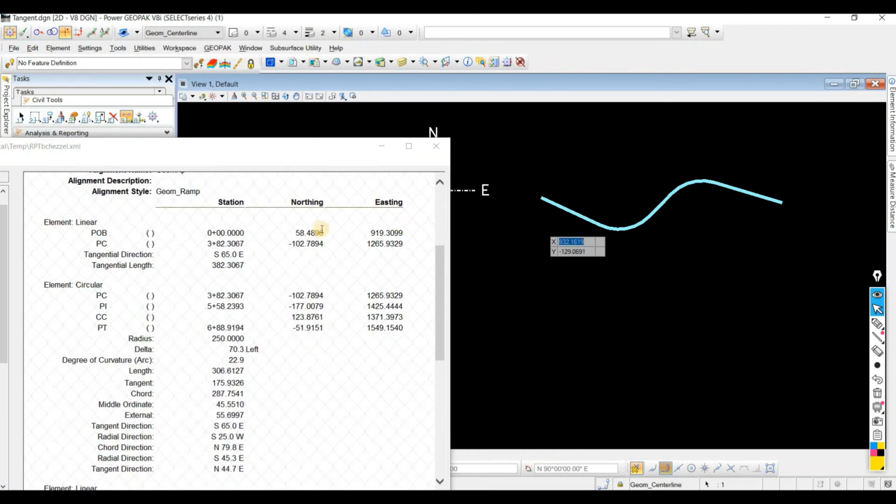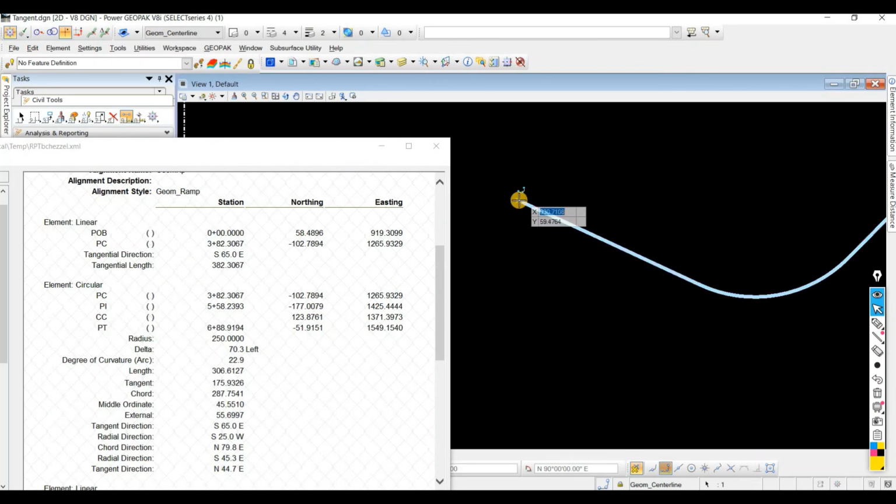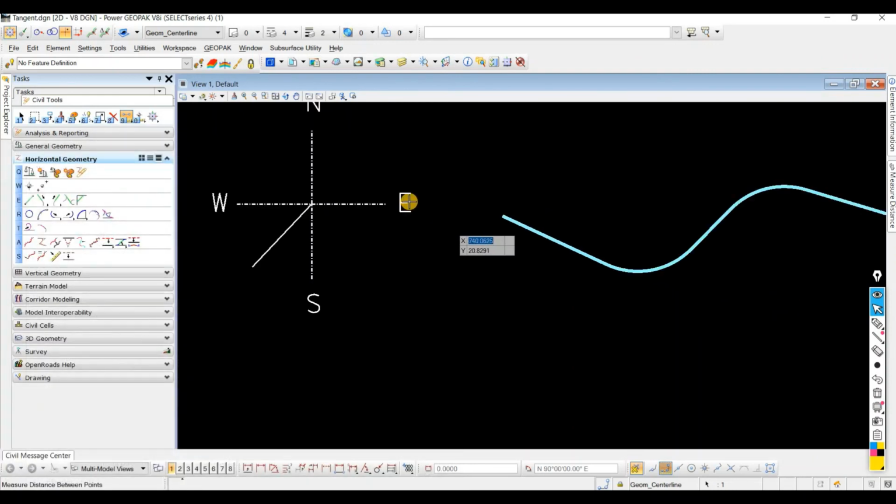So if we look at this report, we see that this is the point of tangency here, and this is where the alignment starts, and when we zoom in, our X, which is the easting, is 919.3099, and the Y, which is the northing, is 58.4896, which is what shows here. And if we were to come to the PC, point of curvature, then this information that we're seeing on our cursor matches exactly here. And that's it for today.